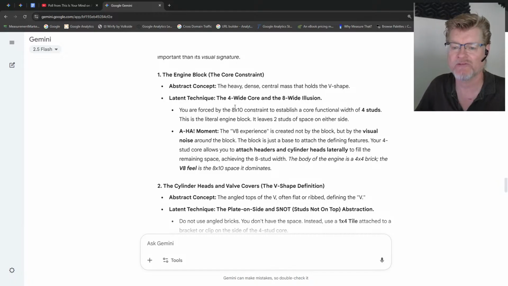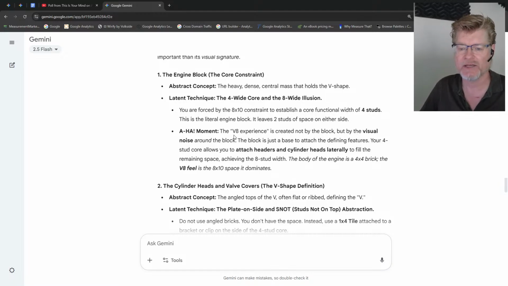But basically, it's okay. Forced by the constraint to four studs, a literal block leaves 2 studs of space on either side. Here's the aha moment. The V8 experience is created not by the block, but by the visual noise around the block. Interesting. The block is just a base to attach the defining features. Your 4-stud core allows you to attach headers and cylinder heads laterally to fill the remaining space, achieving the 8-stud width.